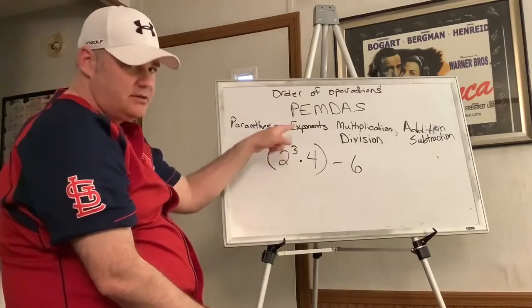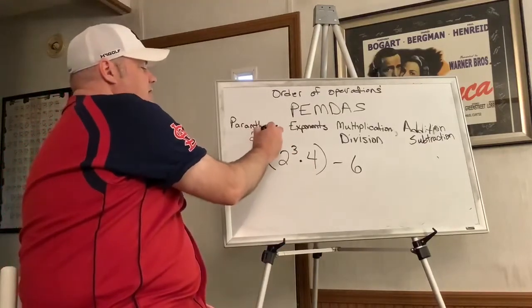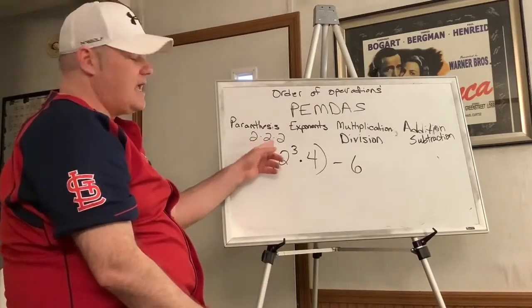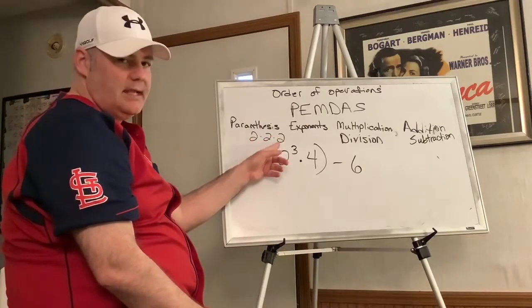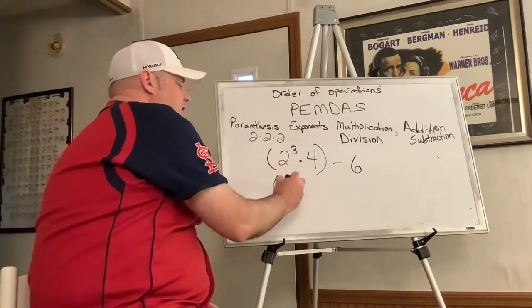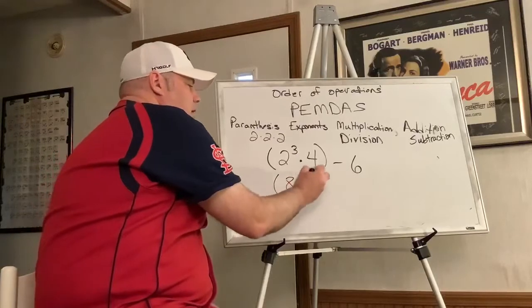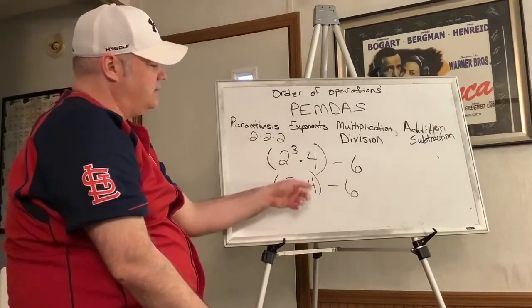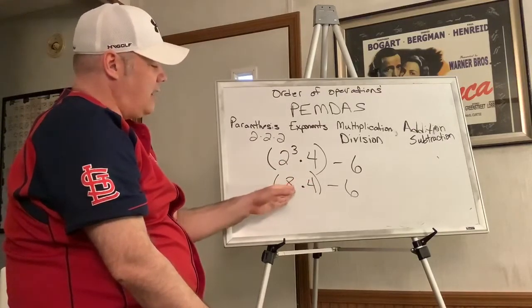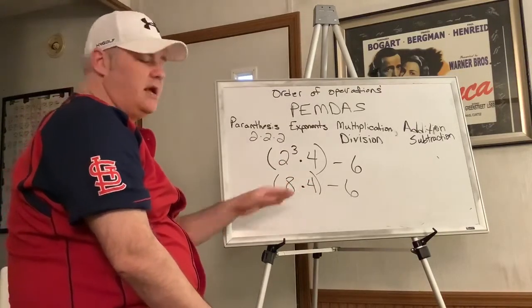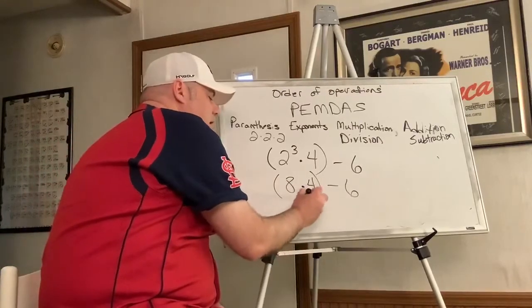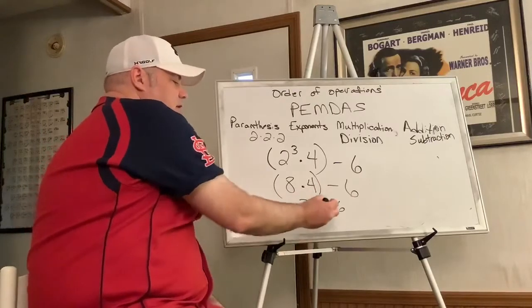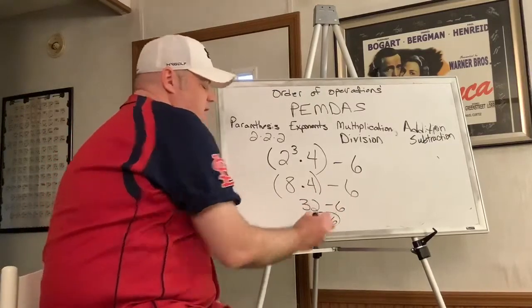This is not 2 times 3. This is 2 times itself times itself. Okay, 2 times 2 times 2 is 8. 2 times 2 is 4, times 2 is 8. Okay, so this is 8 times 4. And now I'm still in the parentheses, so I got to do 8 times 4, which is 32. And now I'm out of the parentheses. There's nothing left to do inside there. 32 minus 6 is 26.